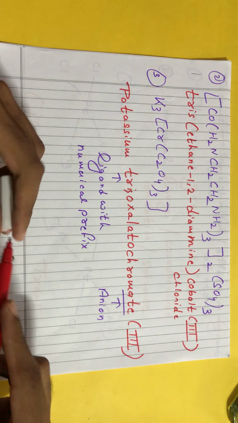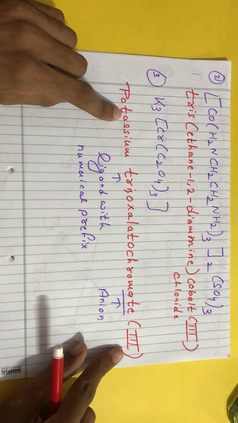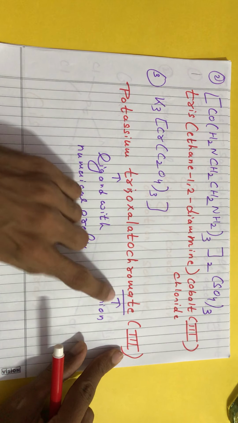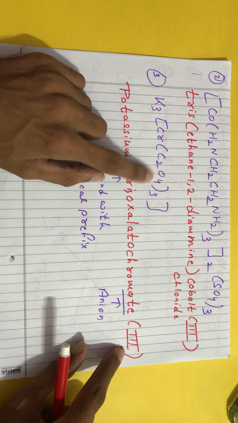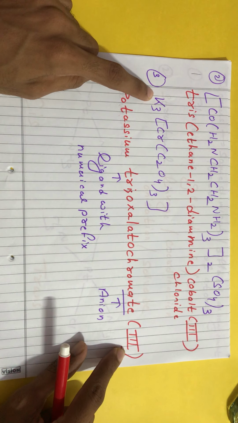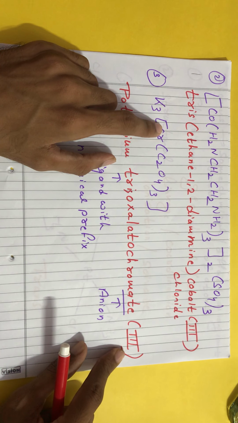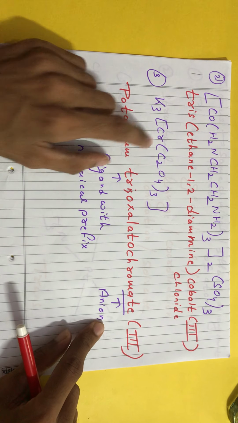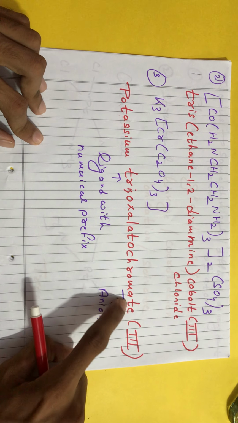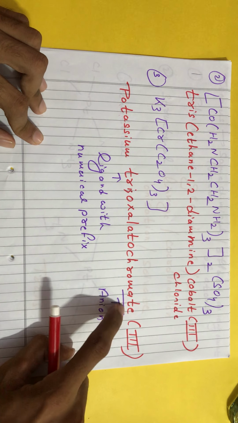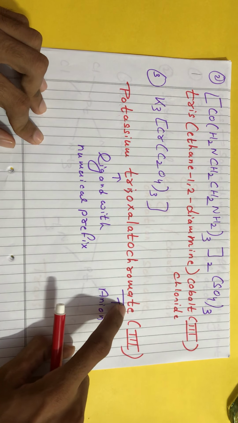Now this is the third example, potassium tris(oxalato)chromate(III) ion. Here also the numeric prefix is involved. Potassium, then tris(oxalato) means this ligand, then chromate because of the negative charge, the anion. That's why -ate is given at the end. In the case of an anion, we have to add -ate at the end.